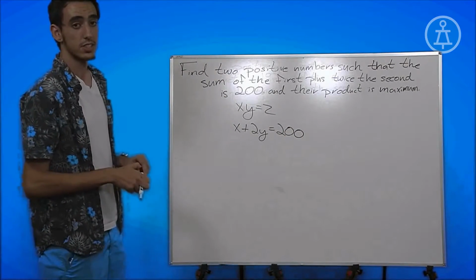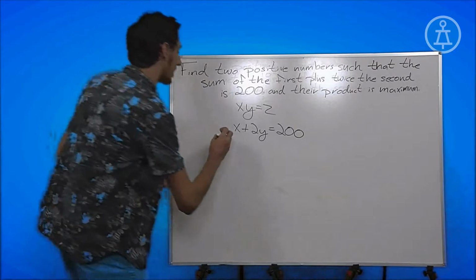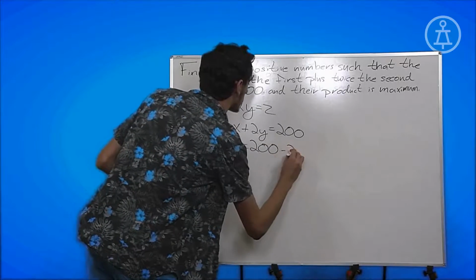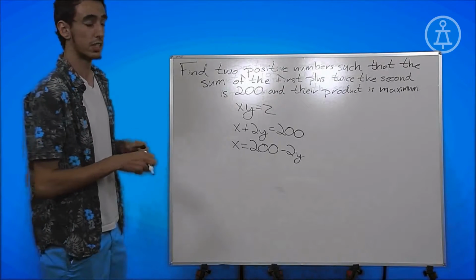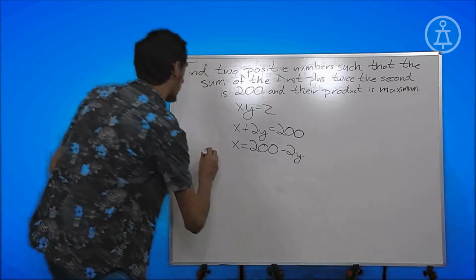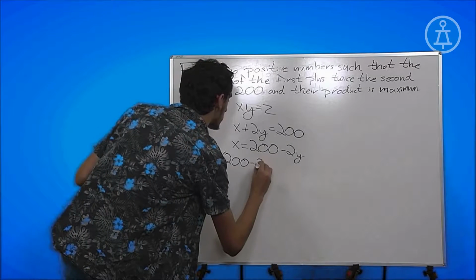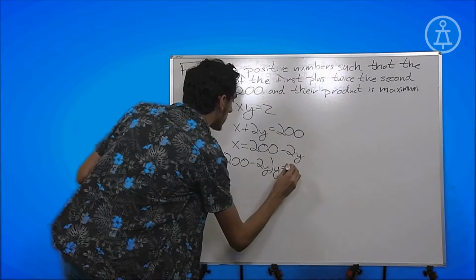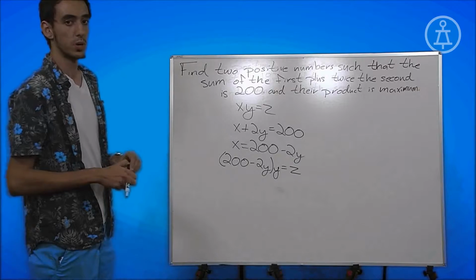Okay. So now we have to solve for x, and then we'll substitute it into our other equation. So we know that x equals 200 minus 2y. So let's substitute that in for our equation that we're trying to maximize. So we have 200 minus 2y times y equals z. So now we're going to take the derivative. So we're going to use product rule.